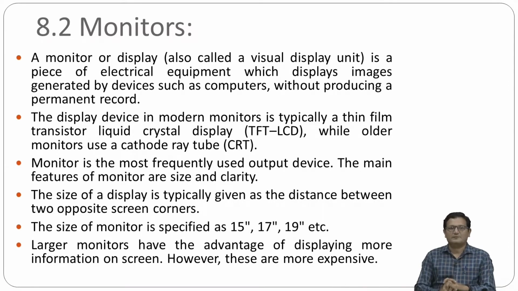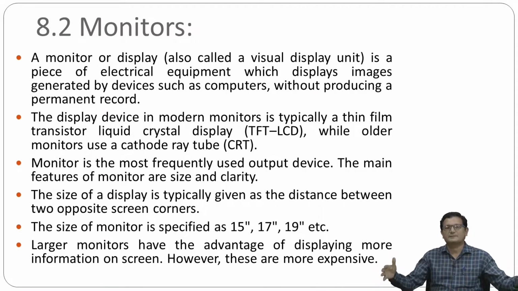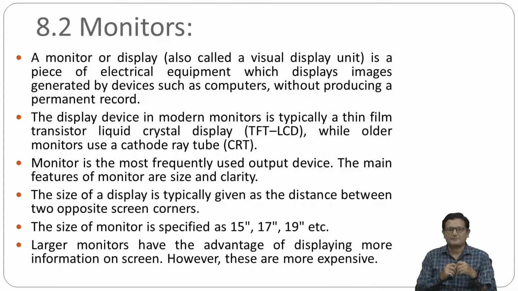The main features of the monitor are size and clarity. So suppose we want to buy a monitor, obviously we need to focus on two things: one, how much space will be occupied by that particular device, and second, how clear an image we can visualize from that monitor. If you talk about a CRT, cathode ray tube, obviously to put a CRT monitor or television on the desk, you need a huge space. But if you are using an LCD instead, you can wall mount it because it is very thin.